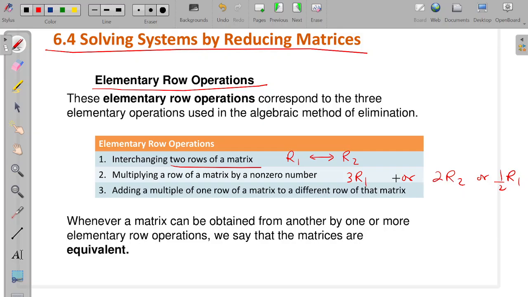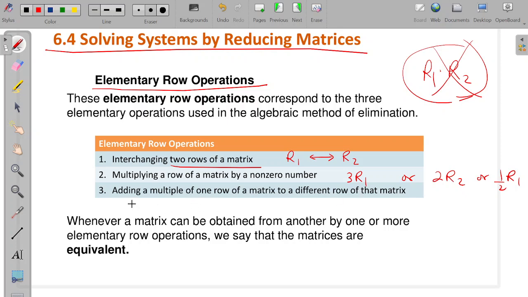Please take note, you can multiply by a number. You cannot multiply a row by another row. That is not permitted. You can only multiply a row by a number.